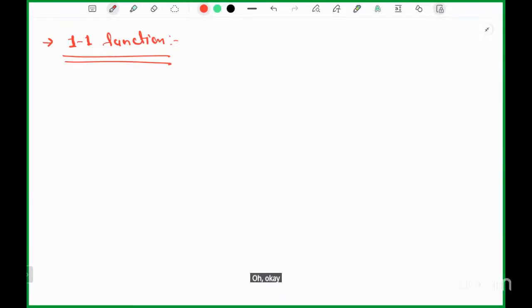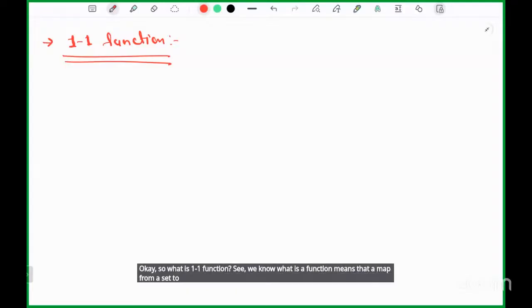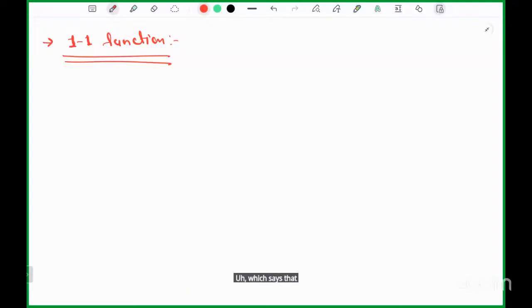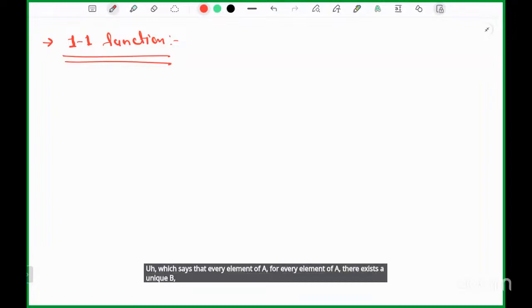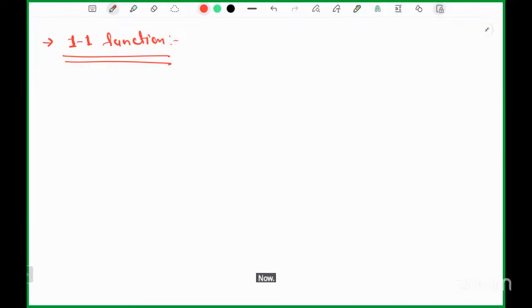Okay, so what is a 1-1 function? You know what a function means: a map from a set to another set, which says that for every element of A, there exists a unique B such that f maps that A to B. Now, what is a 1-1 function? 1-1 is a special type of function we have to consider. So suppose you have a function. The definition goes like this.